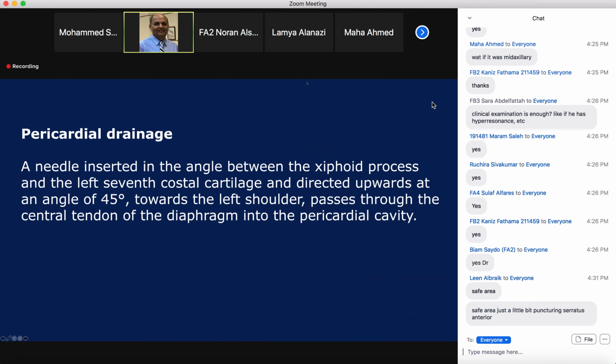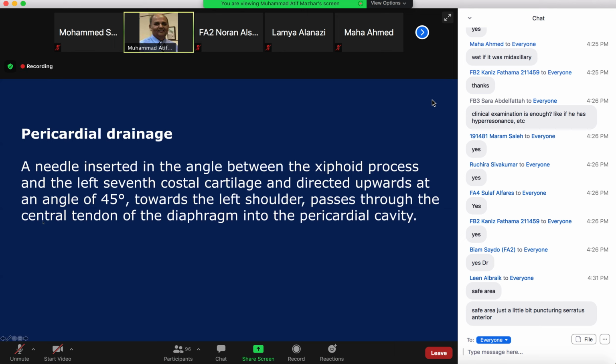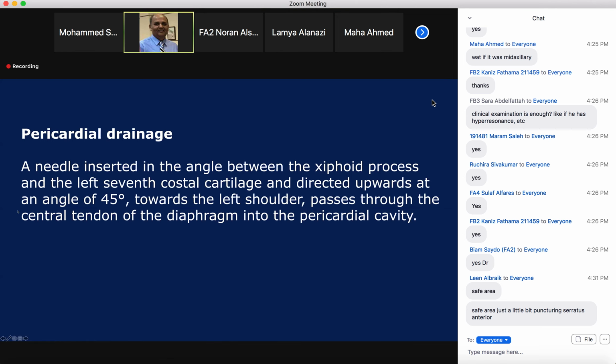So let's go further. Now this is another important concept, pericardial drainage, or pericardiocentesis. When we are doing it in cardiac tamponade, a needle is inserted in the angle between the xiphoid process and the left 7th costal cartilage, I'm not saying space, and directed upwards at an angle of 45 degrees. Why are we using that? Because we know that the cardiac notch is located close to that, so that we are not going through the pleura. Towards the left shoulder, pass through the central tendon of the diaphragm, and then we go to the pericardial cavity.